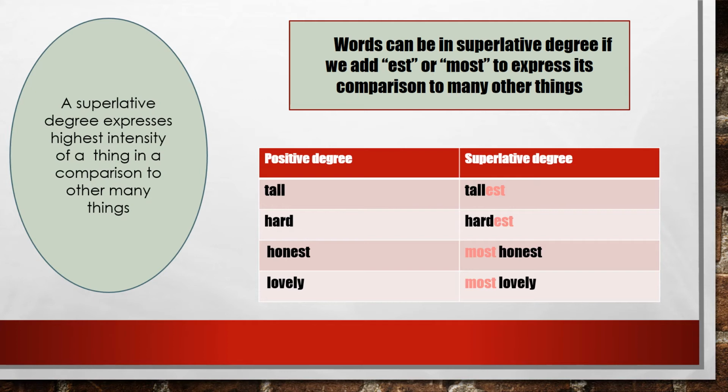For the first column, we have the word tall, and it becomes tallest. In the positive degree, the word is hard, then becomes hardest. Honest to most honest. Lovely to most lovely. So we compare one thing or one person to many other persons. Do you get it, class?